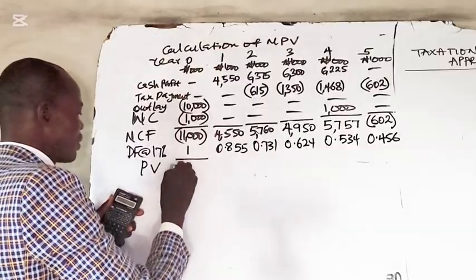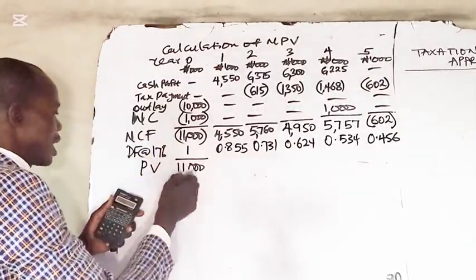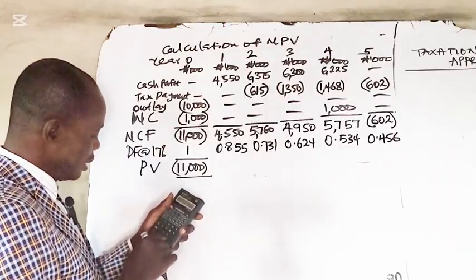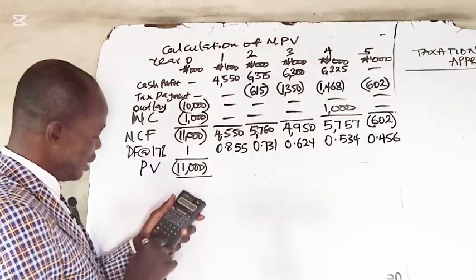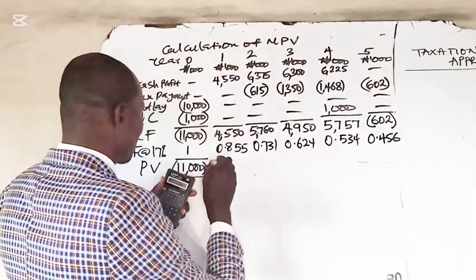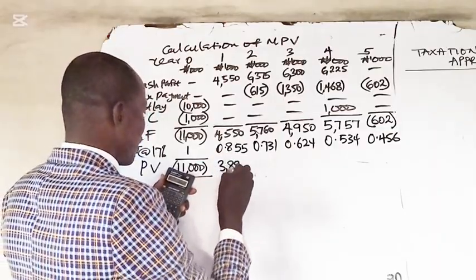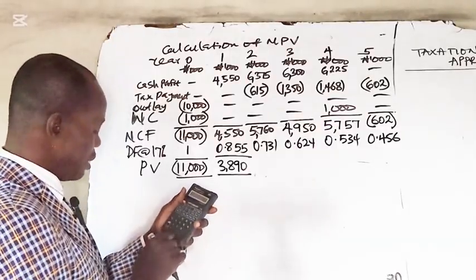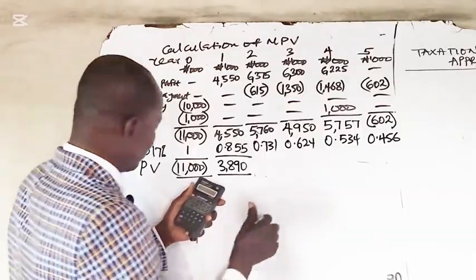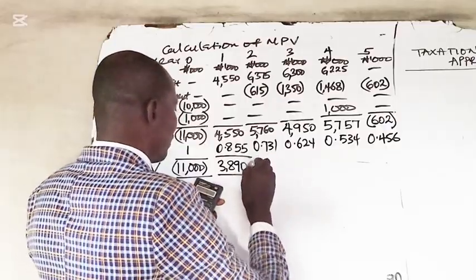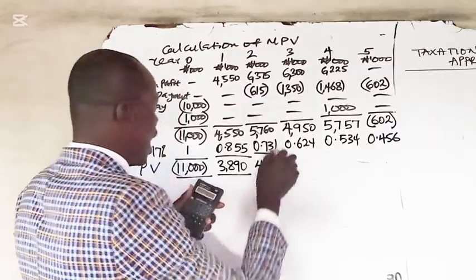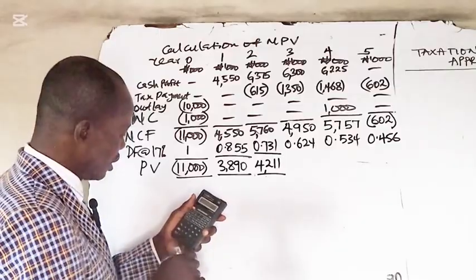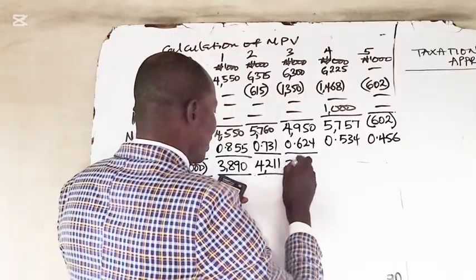What is the present value of that? The present value will be net cash flows times the discount factor. So we have minus 11,000 for year 0. 4,550 times 0.855 gives us 3,890. Then 5,760 times 0.731 gives us 4,211. For year 3, 4,950 times 0.624 gives us 3,089.